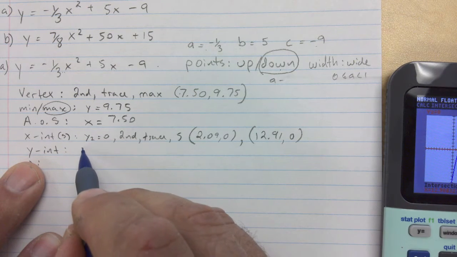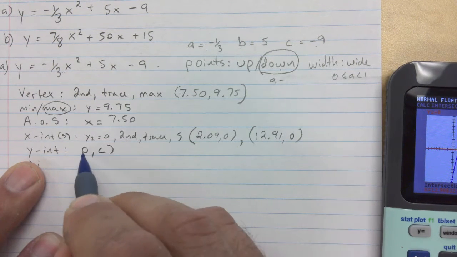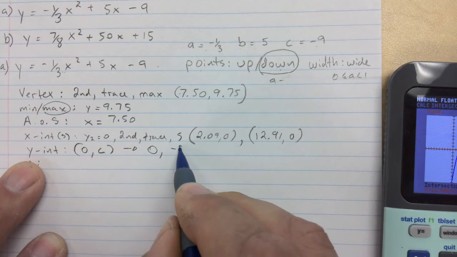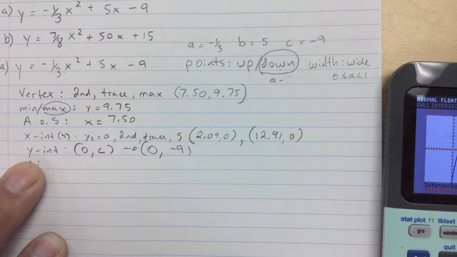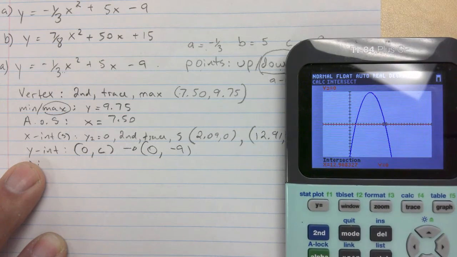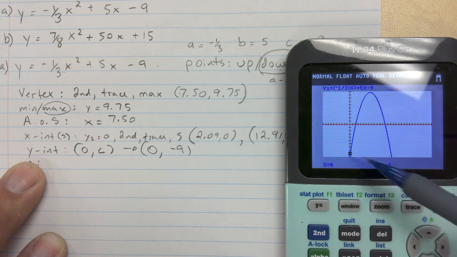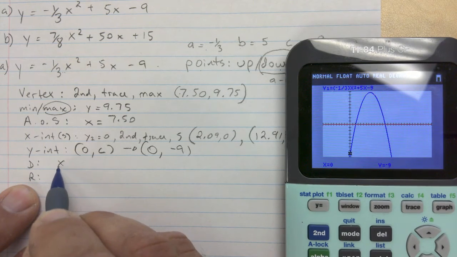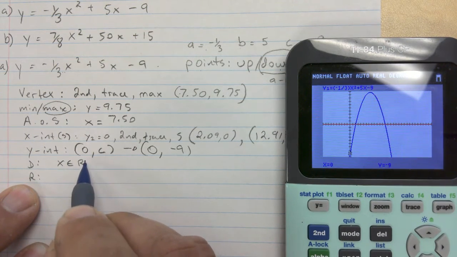Y-intercept, it's just (0, c), right? Which in our case is (0, -9). You could have used your calculator, right? Second trace 1, x is equal to 0, and it's -9 at that point. Domain, it's just all real numbers.